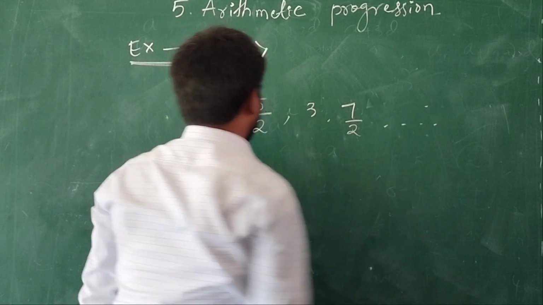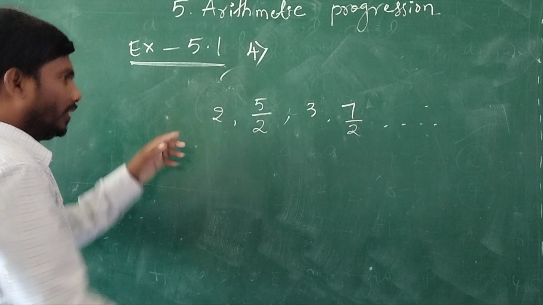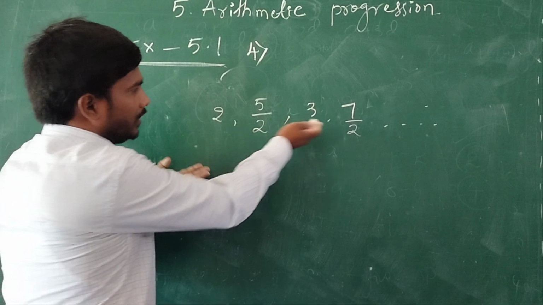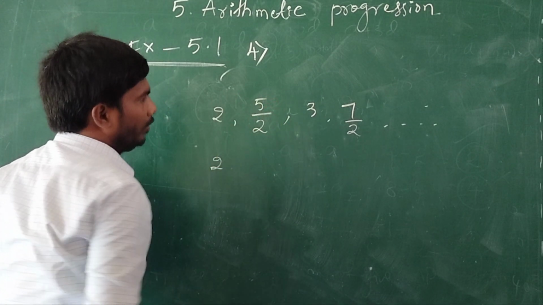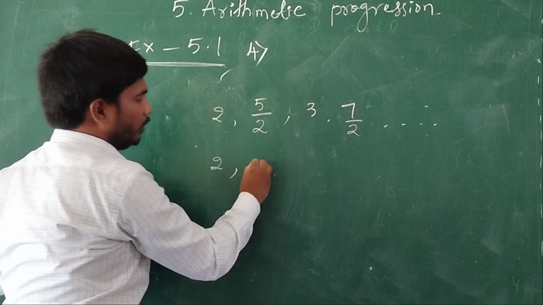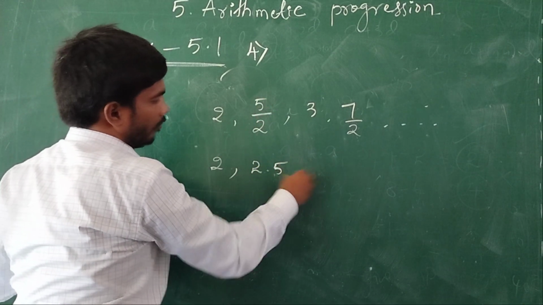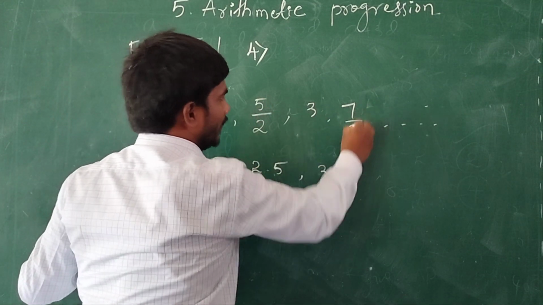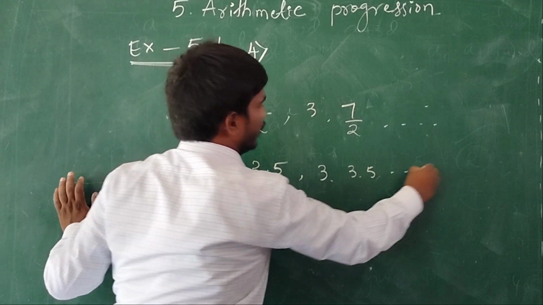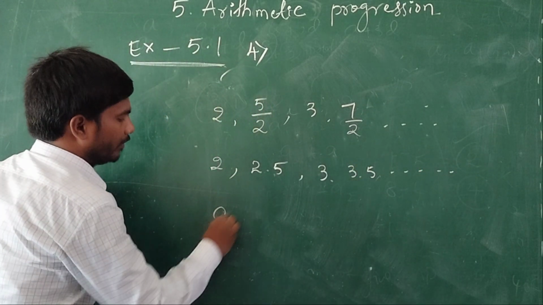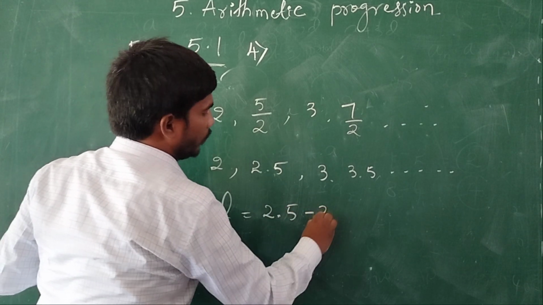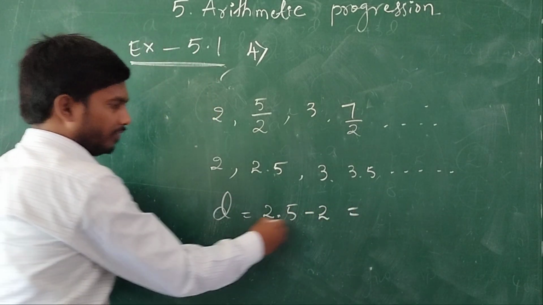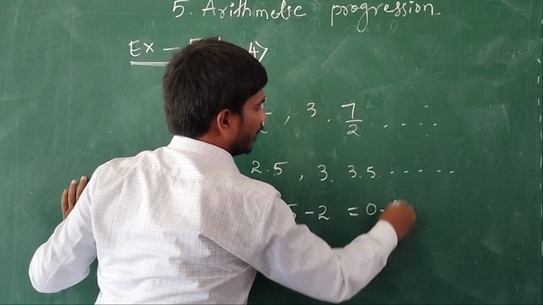That is simple. Some of them are in fractions, some in rational numbers. So convert them: 5 by 2 has value 2.5, 7 by 2 has value 3.5. Now find the common difference. D is equal to 2.5 minus 2, which is 0.5.